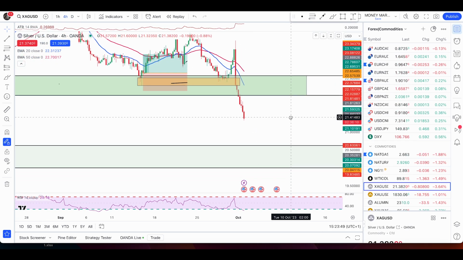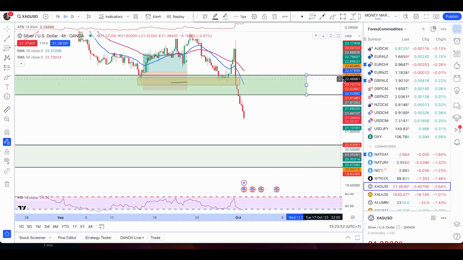Next one, we have silver, which is now pushing lower and broke below the level of major support, which was 22.02, and it goes up to 22.57.